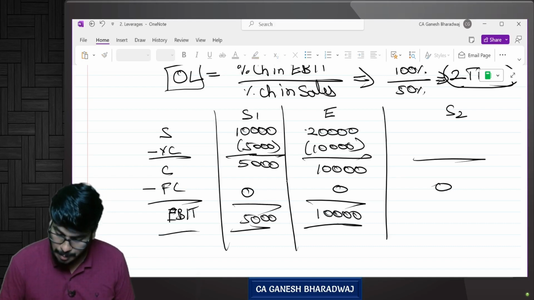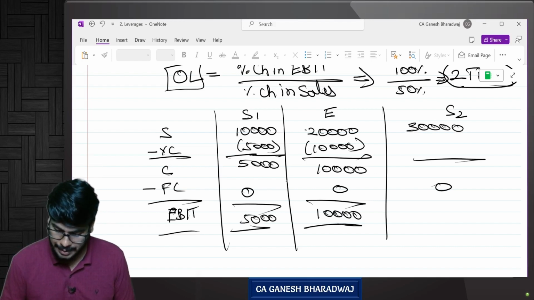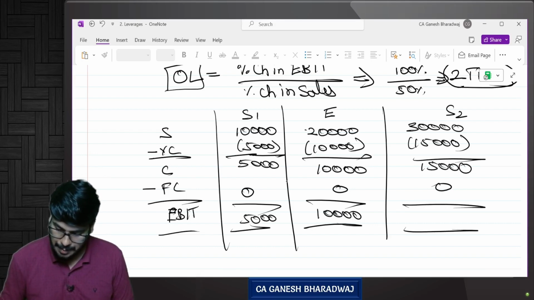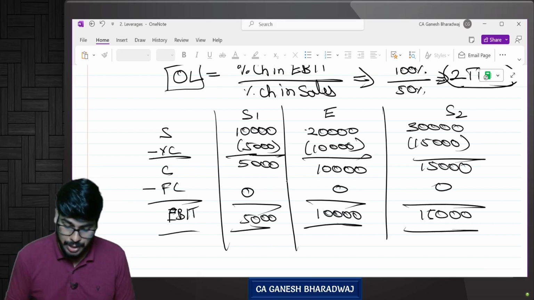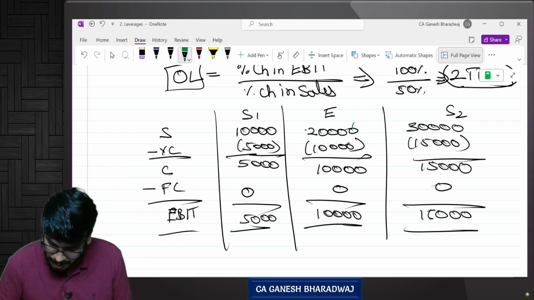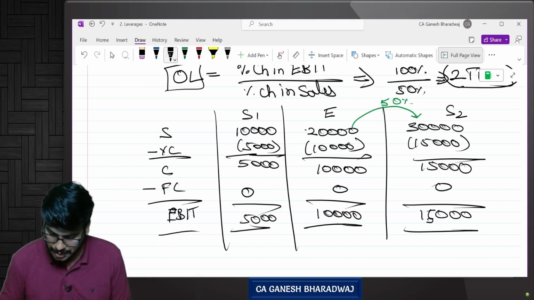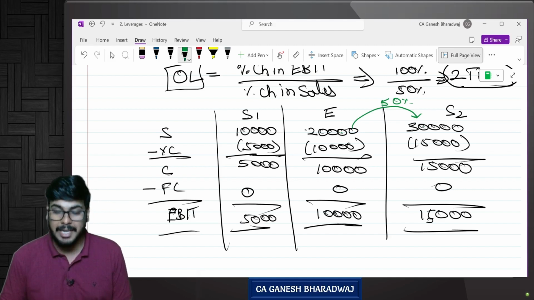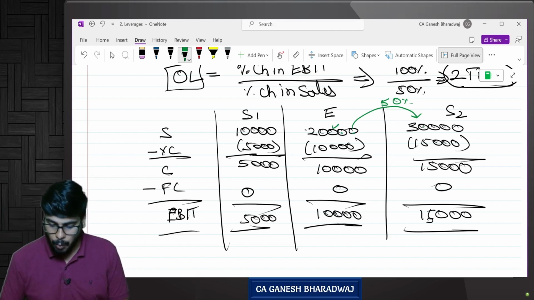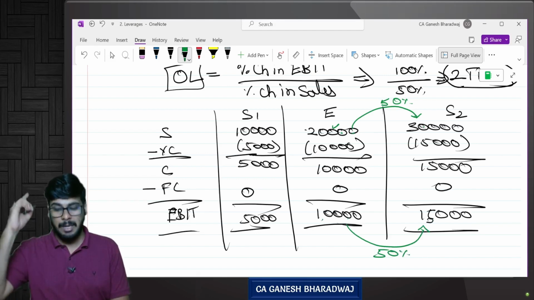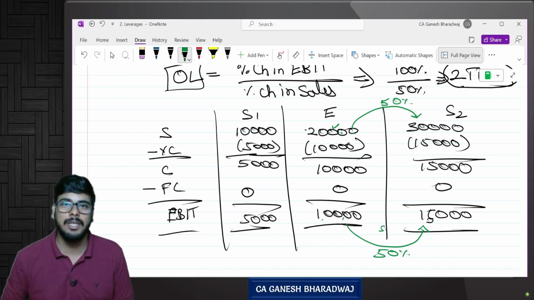In situation 2, my sales is going to be 30,000. Variable cost is 15,000. Contribution is 15,000. Fixed cost is 0. EBIT is 15,000 rupees. Now you see here, if my sales increases by 50%, how did we get 50%? 30 minus 20 is 10,000. 10,000 upon the 20,000 base is 50%. What happens to my profit? My profit is also increasing by only 50%. How did we get this 50%? From 10, it has become 15. So 5,000 divided by 10,000 is 50%.